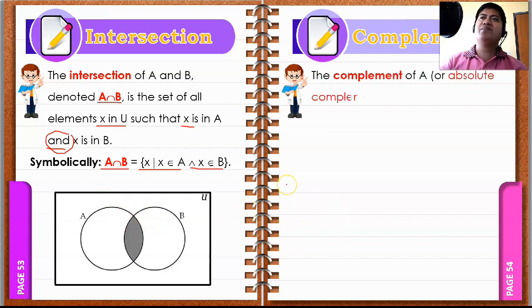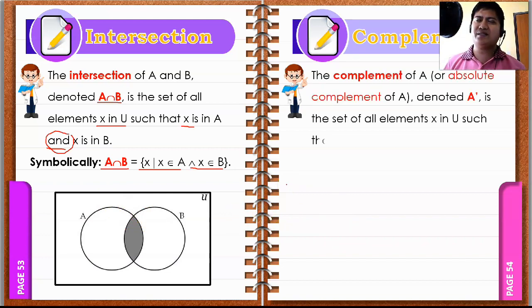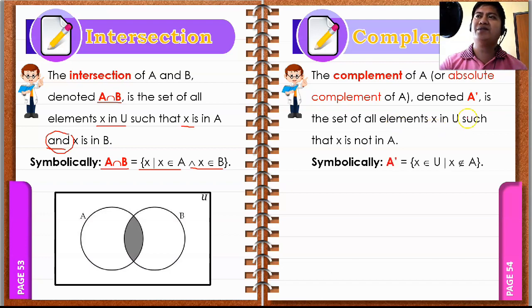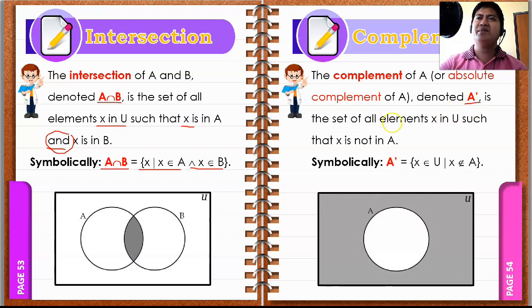For the complement of A, or absolute complement of A, denoted by A complement or this symbol A prime, is the set of all elements X in the universal set such that X is not in A. So in symbol, A complement is the set of all X in the universal set such that X is not an element of A. Those are all elements in the universal set but not found in A. And that is A complement. So the shaded area is outside set A.